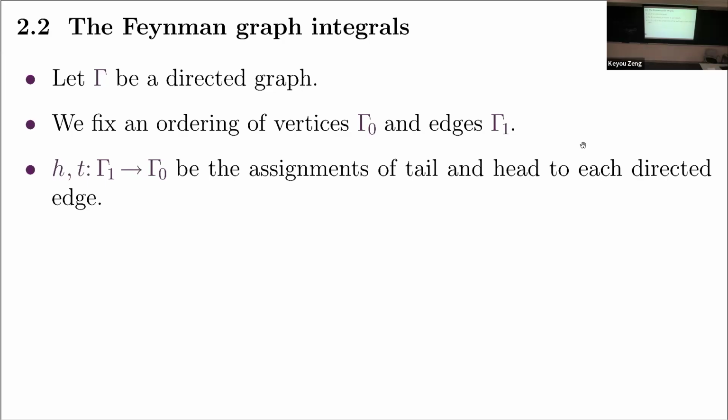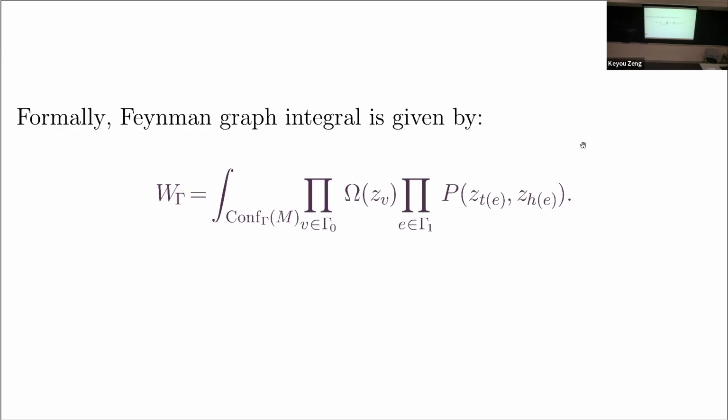and we can have two natural maps from the set of edges to the set of vertices, which are the assignment of tail and head to each directed edge. So with these notations, we can formally write down the definition of Feynman graph integrals.